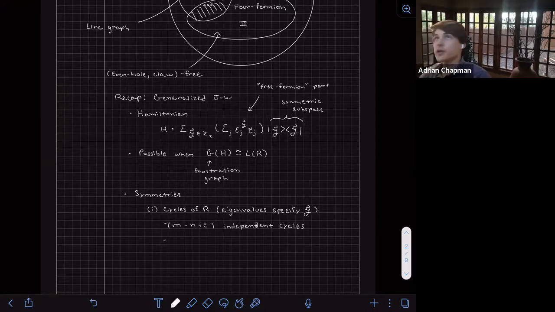And the other thing is that you can capture the symmetry subspace by writing down an orientation on the graph, or specifying an orientation.